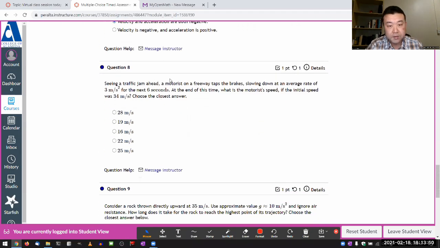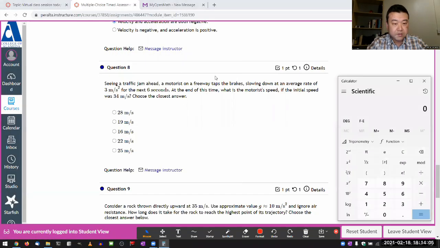Okay, seeing a traffic jam ahead, a motorist taps the brakes, slowing down at this rate for the next 6 seconds. At the end of that time, what is the motorist's speed? The initial speed was that. All right, I can do this in a calculator really without writing things down. So my initial speed was 34. The motorist is slowing down, so I'm going to be subtracting a number. The number I'm subtracting is the acceleration times the duration of time, 3 times 6. Hopefully you remember from your reading that change in velocity is acceleration times the duration of time.